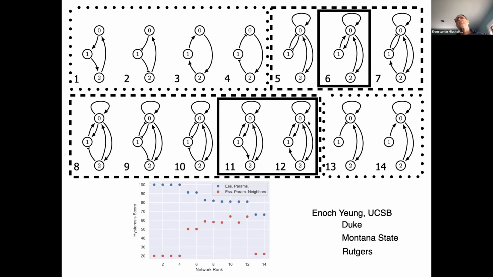This seems to be much more easily designed biologically. And Enoch Young at UCSB is actually trying to make this in E. coli. All right. And so this is a joint project with groups at Duke and Montana State. So we're actually giving potential designs for synthetic networks.